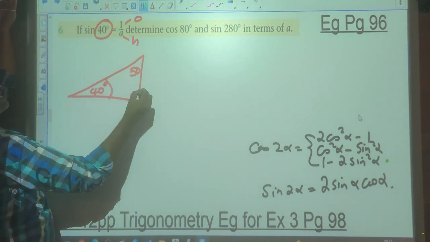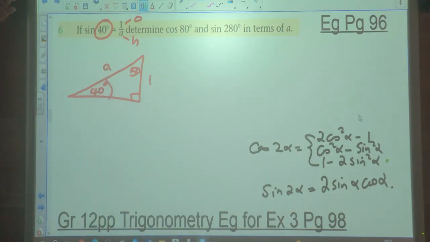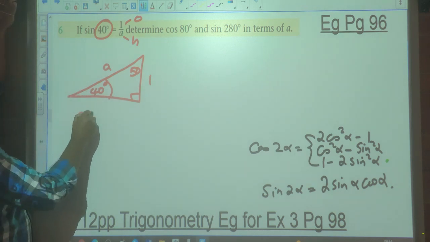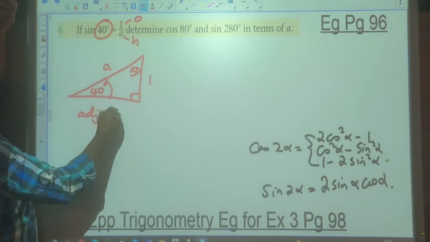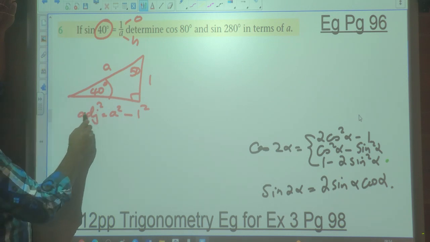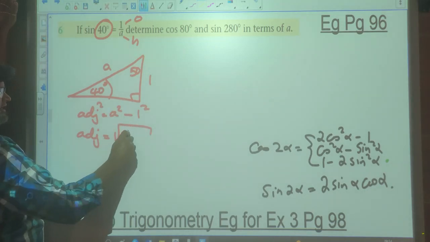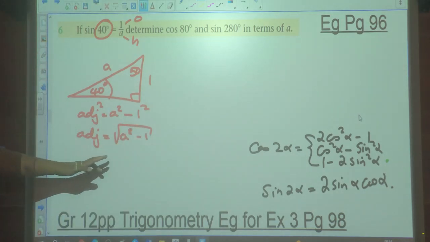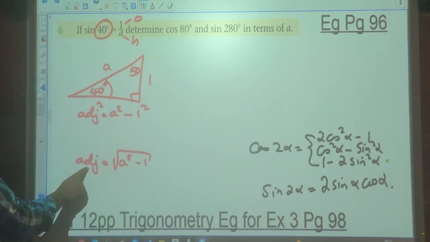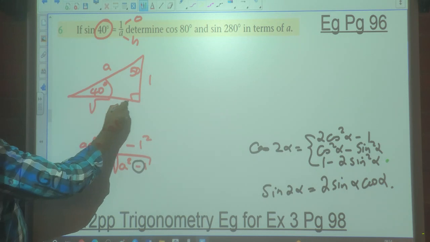But what does sine stand for? Opposite, which is 1. Hypotenuse is a. How do you calculate the adjacent side? Pythagoras. So your adjacent side squared is equal to hypotenuse squared minus your other side squared. I take the square root. So the adjacent is equal to the square root of a squared minus 1. Or can I write it as a minus 1? No. Why? Because of the negative sign between it. Okay?